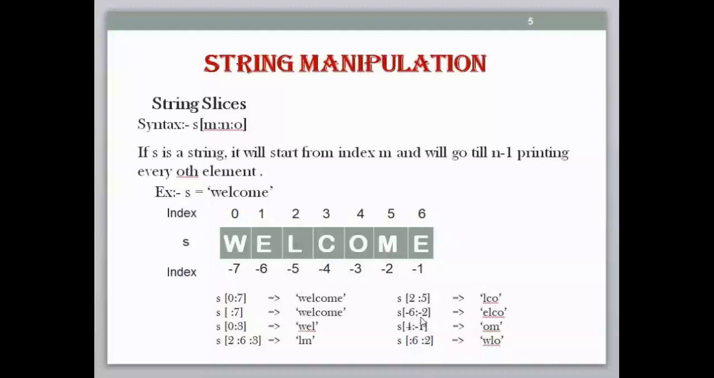-6 to -2. Just start from left to right. -6 to -2. In -2, if you subtract 1, it will give you -3. So the answer will be E, L, C, O.